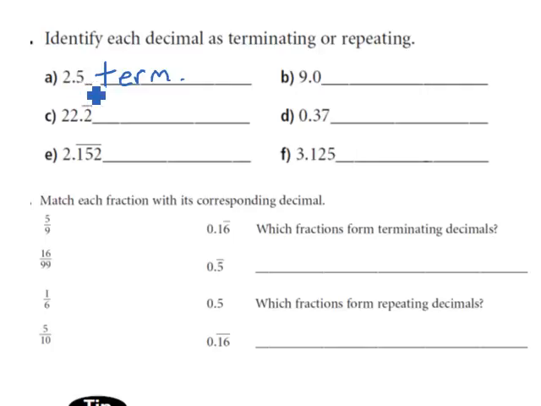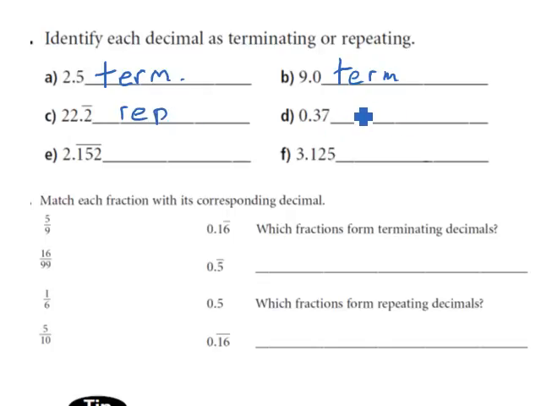This reads as 2 5/10. This one can also be read that way, 9 0/10, also known as 9. It is terminating. If it can be expressed as a fraction with a denominator of 10 or 100 or 1,000 or 10,000, then it's terminating. If it can't, then it's repeating, and you have to use this little bar. So this has a bar, that means it's going to repeat, and this one has no bar.